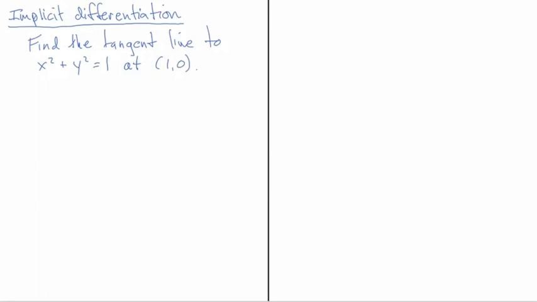In this video, I'm going to go through another problem using implicit differentiation, very similar to the first, with a slight twist though. Here I'm going to find the tangent line to the circle x squared plus y squared equals 1 at the point (1, 0). You'll notice if I plug the coordinates (1, 0) in, I get 1 squared plus 0, and that is equal to 1. So this point is on the circle.